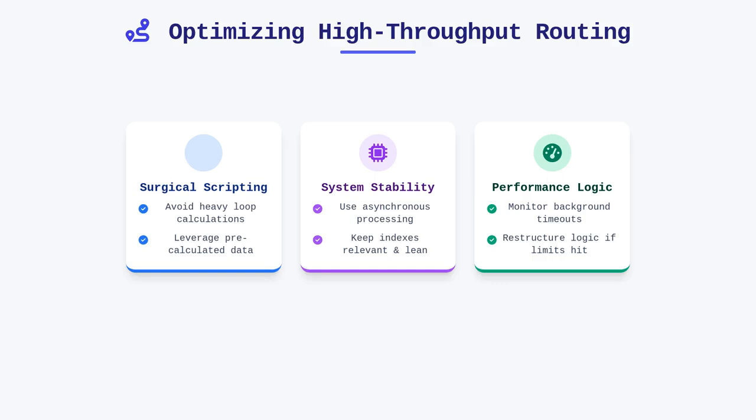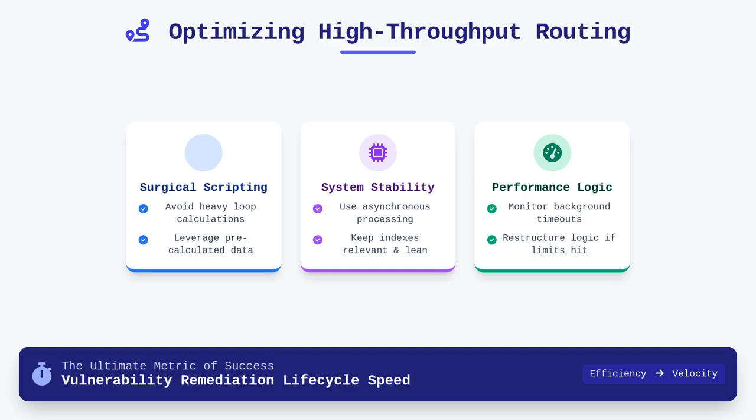If you see recurring timeouts, you are likely hitting an architectural limit that requires a restructuring of the rule logic itself. Remember that every millisecond shaved off a grouping rule execution is a millisecond gained in the overall speed of your vulnerability remediation lifecycle, which is the ultimate metric of success in a mature deployment. Keep your logic lean and your indexes relevant, and the system will remain performant even under significant load.